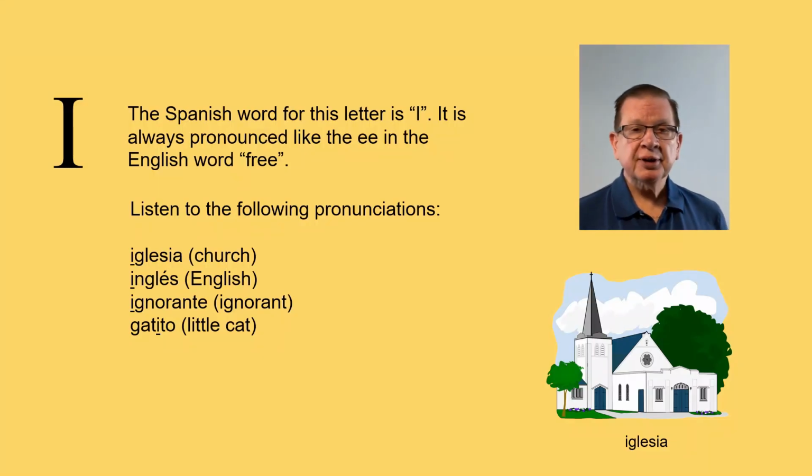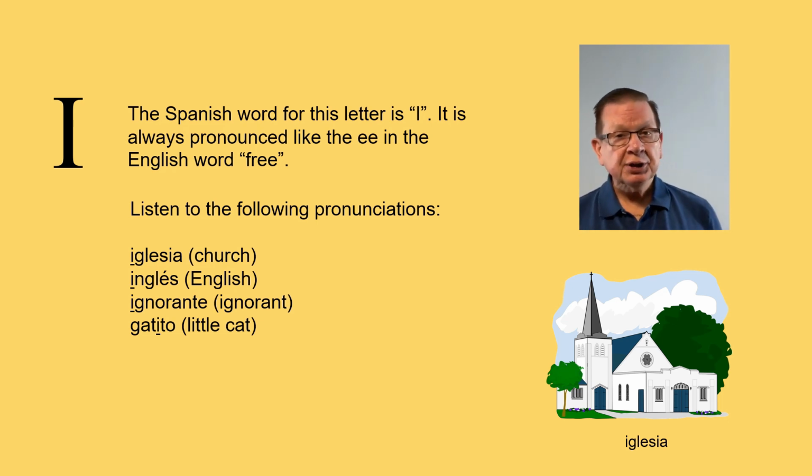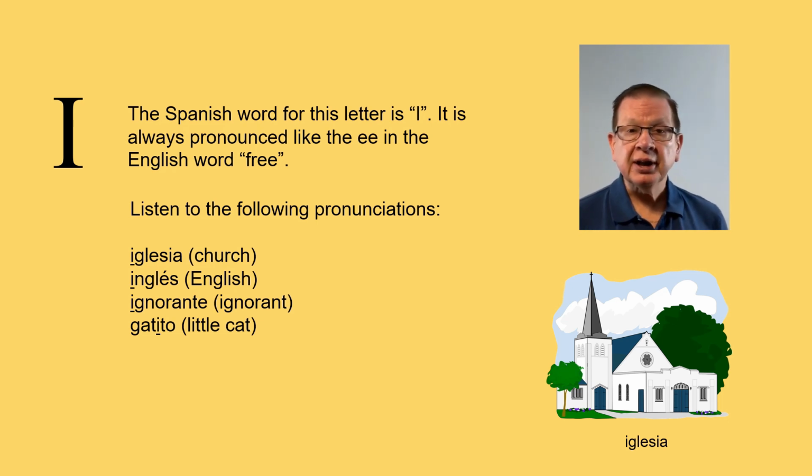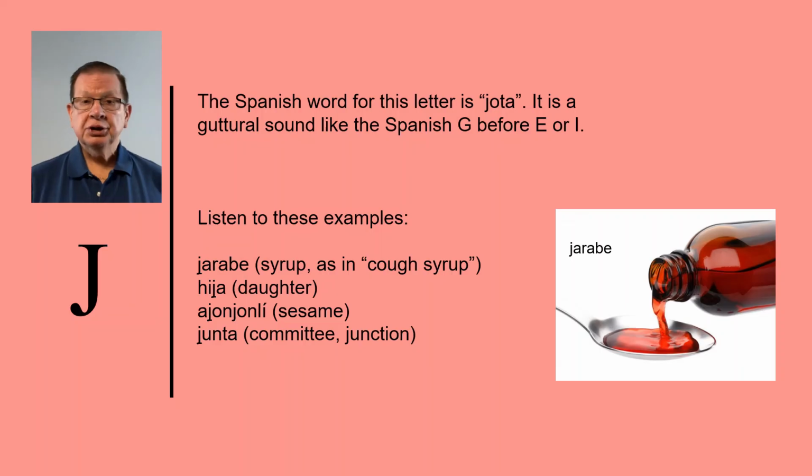I. The Spanish word for this letter is i. It is always pronounced like the double E in the English word free. Listen to the following pronunciations. Iberia, Inglés, ignorante, gatito.